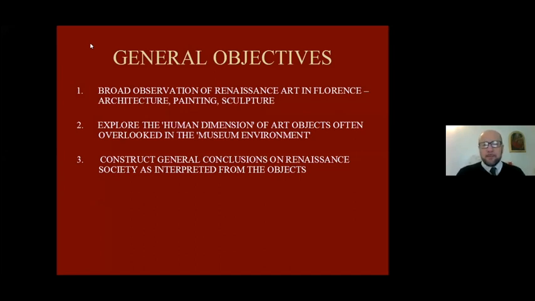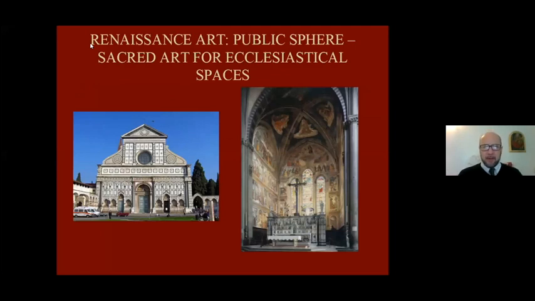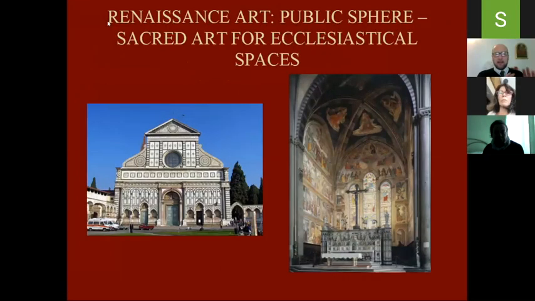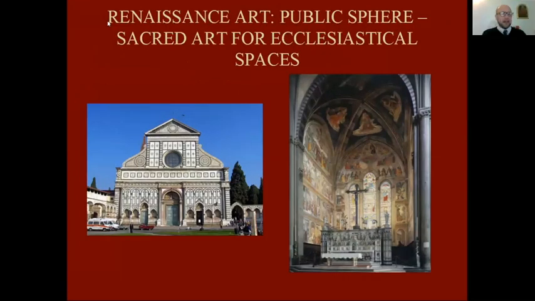What's the macrocosm of all this? The first thing is Renaissance art in the public sphere. And I start off with Santa Maria Novella, looking at the high altar of the Tornabuoni Chapel in the church itself. And this is a sacred art for ecclesiastical spaces. So it's very public, everyone can see.